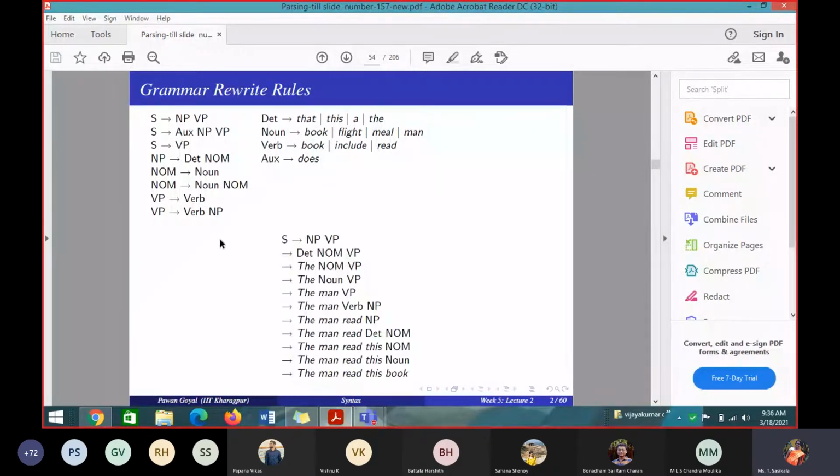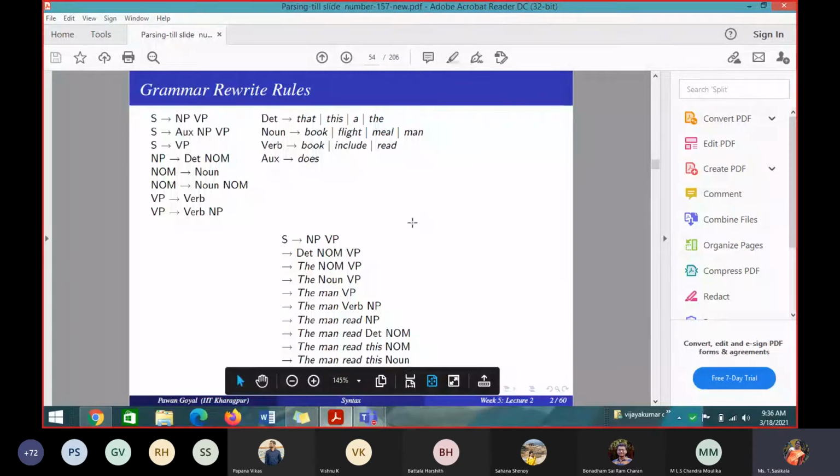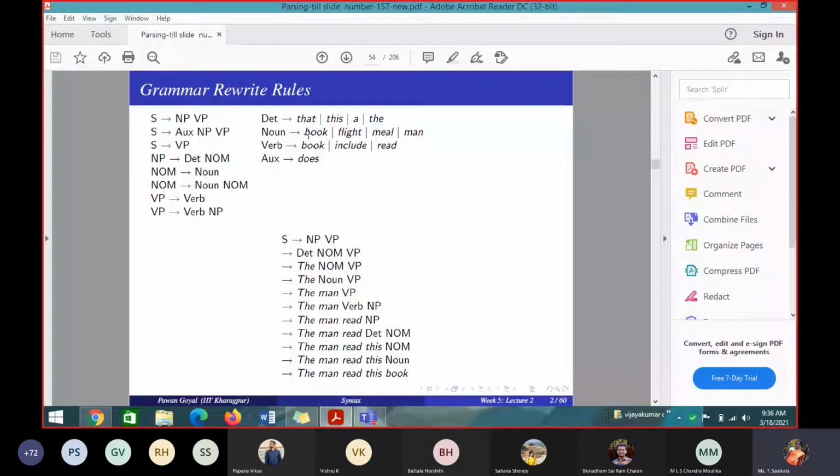Before seeing the top-down and bottom-up methods, I will tell you how to use these rules to derive the sentence without a tree. First I have three start nodes. We can start with any of the start nodes, in order, so I am starting with the first. Since I have three start nodes, I can have more than one tree for the given sentence.